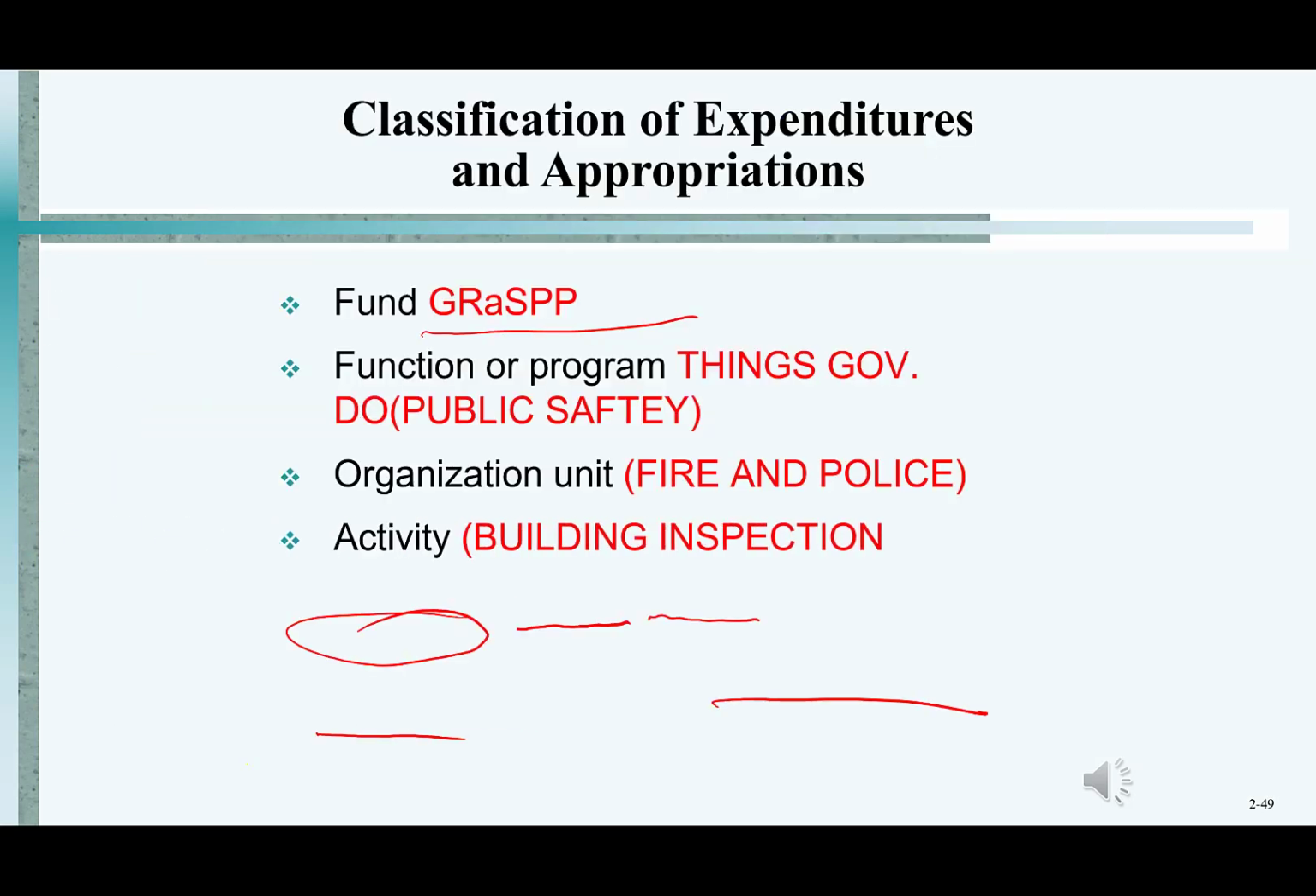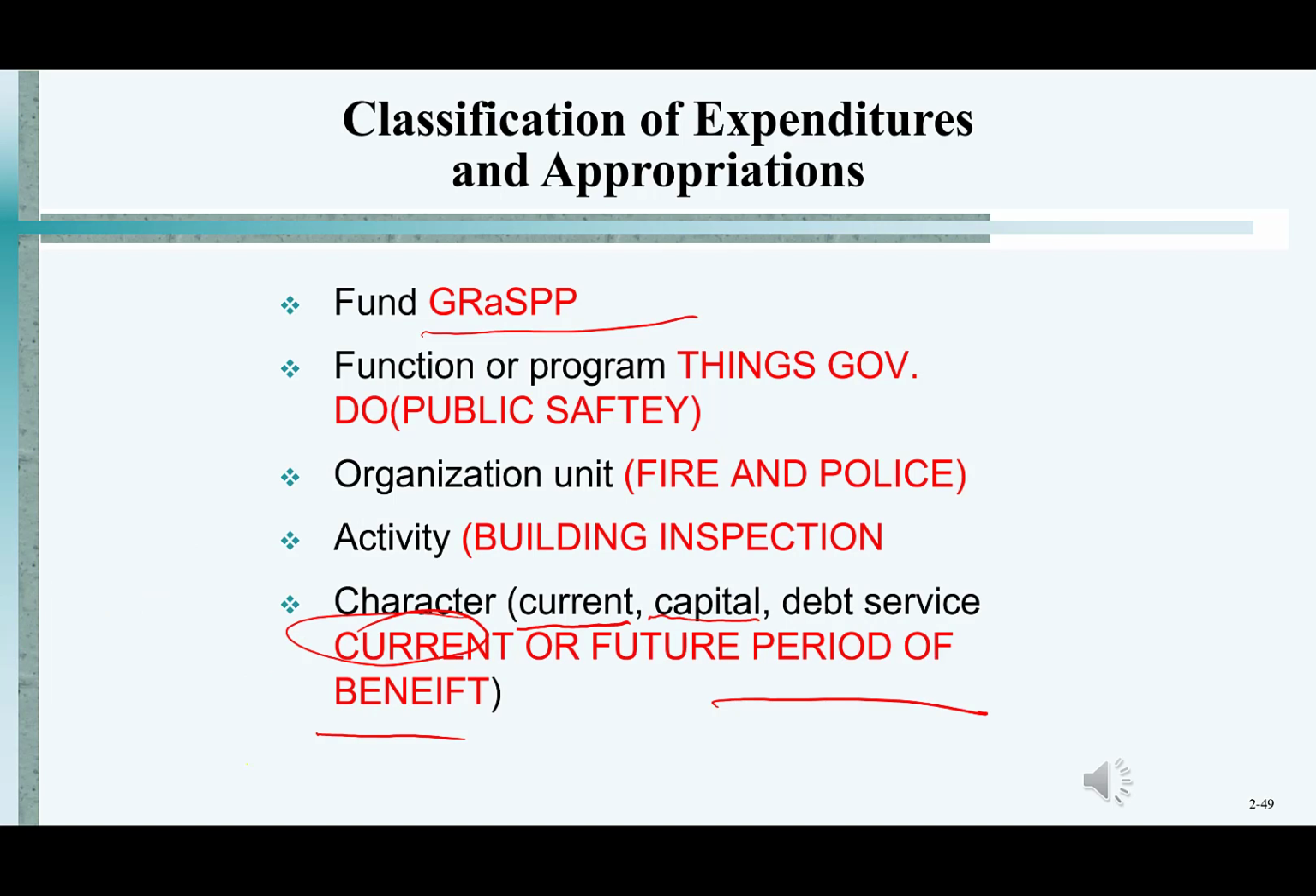Then we come over and we have organizational units. Now, you don't call out an organizational unit on your financial reports, but we want to understand the term organizational units, okay? Organizational units are entities that achieve the objectives. So fire and police would be examples of organizational units that achieve the objective public safety.